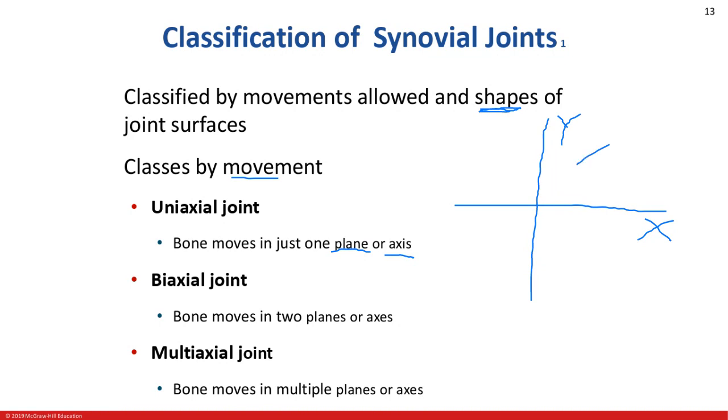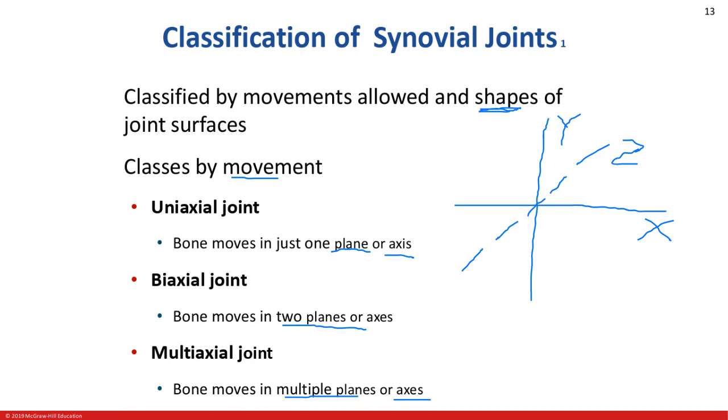Which one am I missing? The Z axis. And I draw it as a dotted line because it's coming straight out at us. Okay? So you have those three axes. Okay, the X, the Y, and the Z axis. So that's what we're talking about when these joints move around a certain axis or plane. Okay, so keep that in mind. So biaxial is going to be two planes or two axes, and then multi-axis is going to be many planes or many axes. Okay?